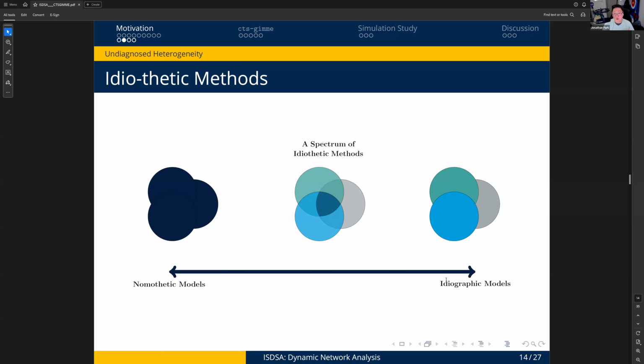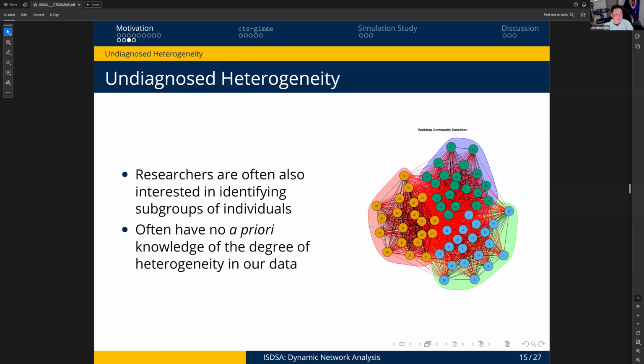And in the middle is probably where a lot of us exist. We have our mixed effects models, we have our GIMME type models, we have cluster-based methods. In this middle region, we have methods that want to use information when we can, but not use information unnecessarily on people. And the continuous time GIMME that I'll be discussing shortly is one of these idiothetic methods.